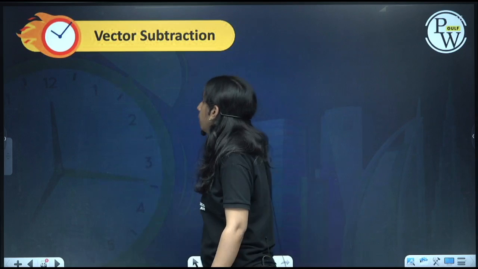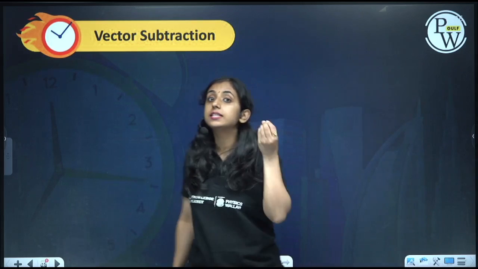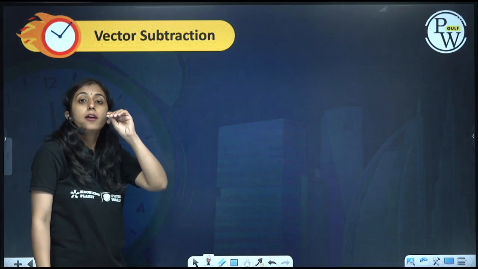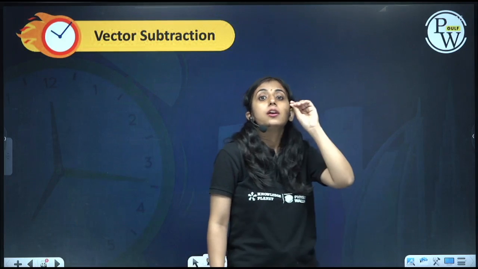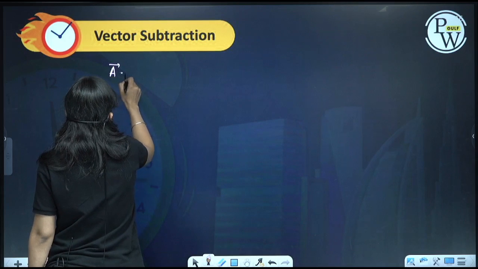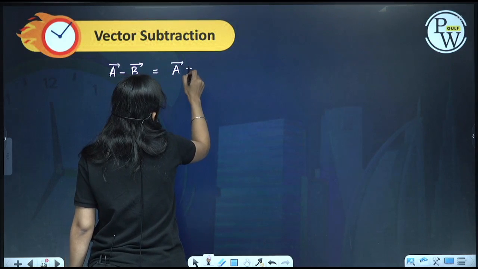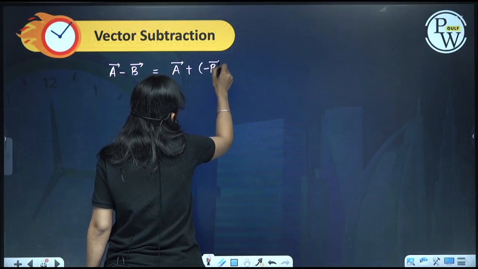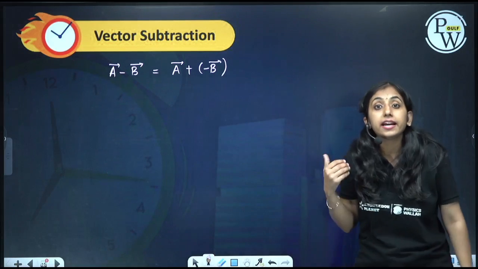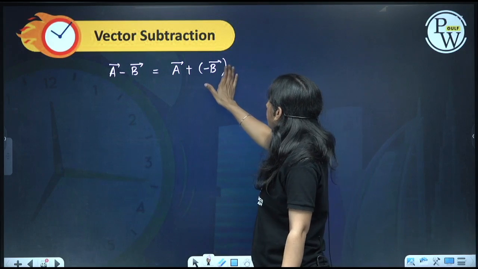Okay, now let's move to vector subtraction. See students, there is nothing like vector subtraction. We have only vector addition, only addition algebra. If I want to find A vector minus B vector, then I can write it as A plus minus B. What is minus B? It is the negative of vector B.